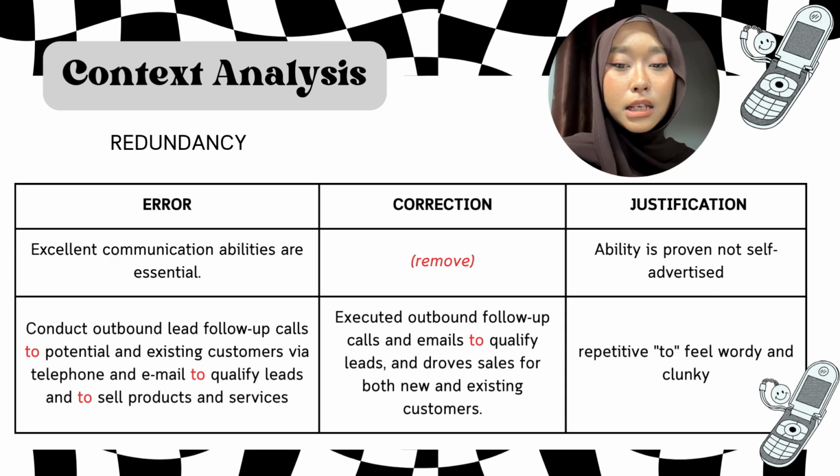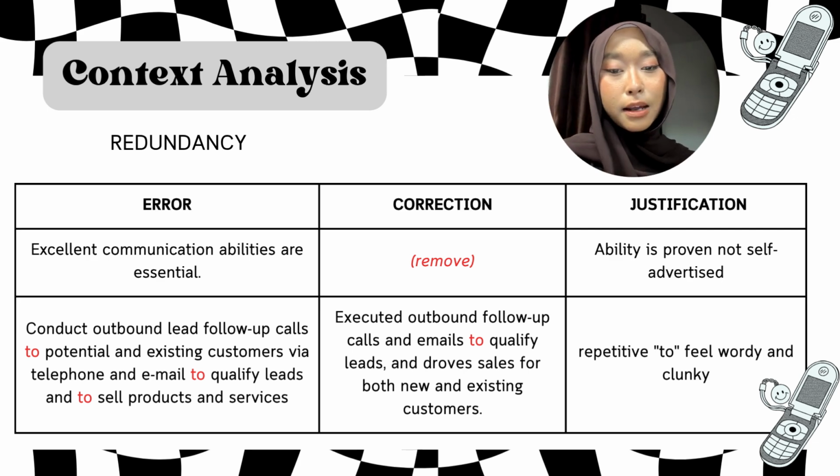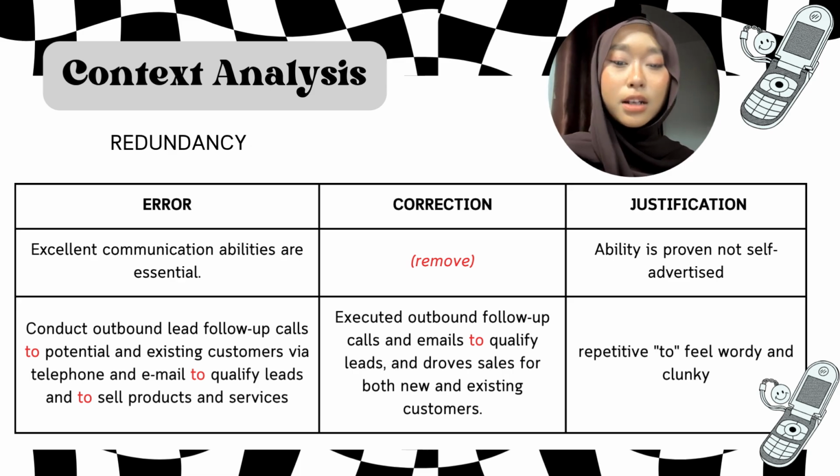And the next one is the repetition of to. Too much use of to will sound wordy and clunky. So this is why I removed them and only used one to in the sentence, to smoothen it and make it sound more clear and concise.